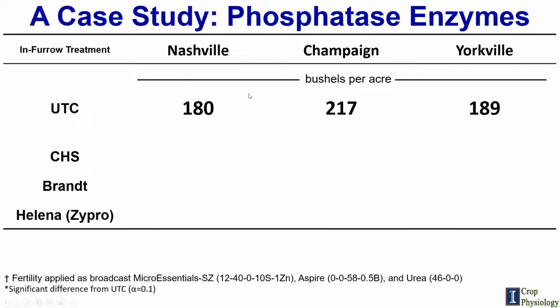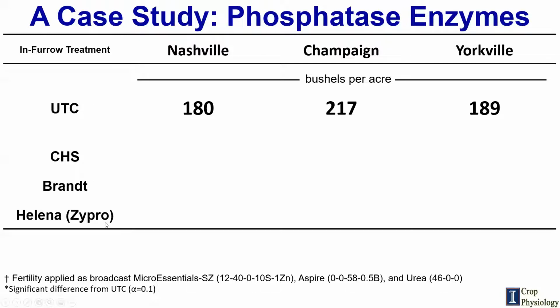And so we have Southern Illinois represented by Nashville. We're around 2% organic matter. Champaign, where I'm from, Central Illinois, about 3.5 to 4% organic matter. And then Yorkville, which this year didn't have as high of a yield. That was the year of the derecho, but we have 5% organic matter. And we looked at 3 different companies' versions of enzymes, and they were all phosphatase enzymes.